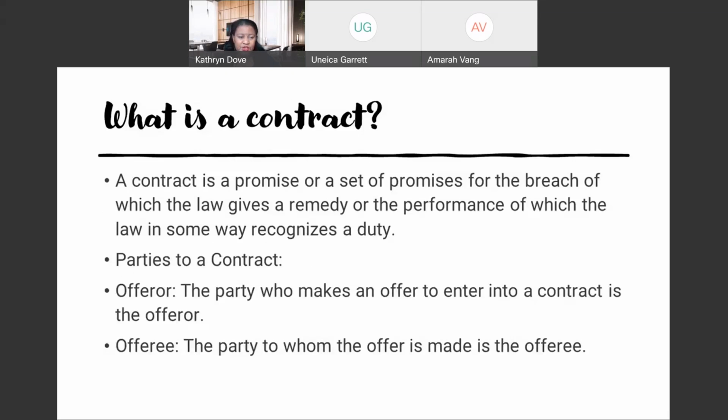Who are the parties to a contract? The offeror is the person who makes the offer, and the offeree is the person to whom the offer is made. So if I said to Unica, I offer you $100 for your contracts law textbook, I would be the offeror, Unica would be the offeree. The subject matter of that contract would be the textbook.